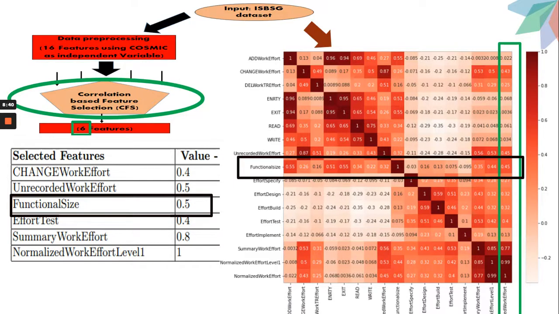Therefore, from the result, the correlation coefficient has a value of 0.5, which is a moderate or acceptable correlation of functional change size with enhancement effort compared with other features such as change work effort and unrecorded work effort. Therefore, functional change size is chosen as the primary independent variable.